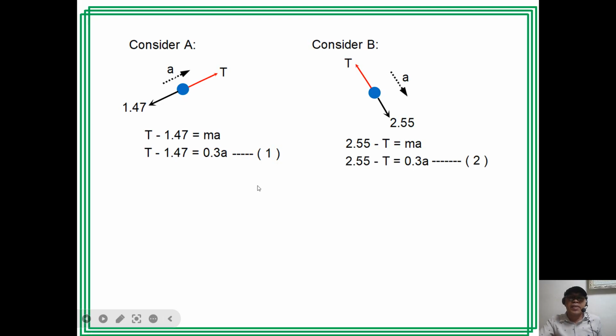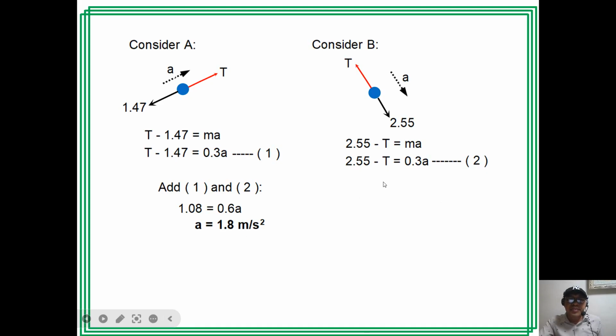Then we solve equation 1 and equation 2 by adding, no? If we add 1 and 2, T cancels out. So negative 1.47 plus 2.55 is 1.08, equal to 0.3 plus 0.3, which is 0.6, times a. So we can solve for the acceleration: 1.8.